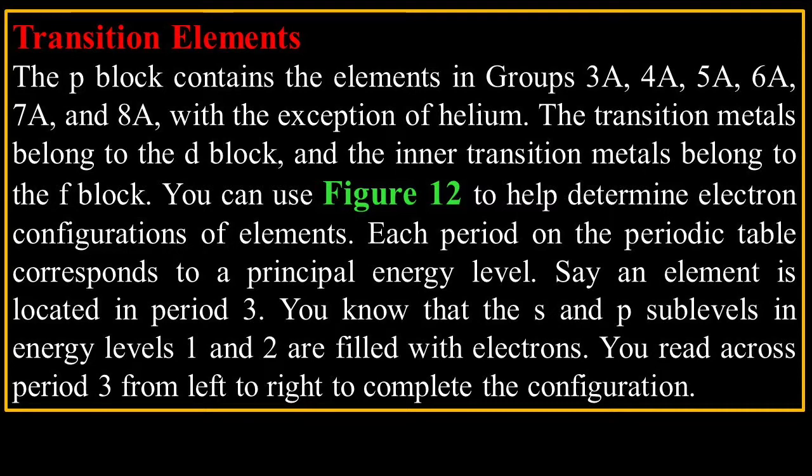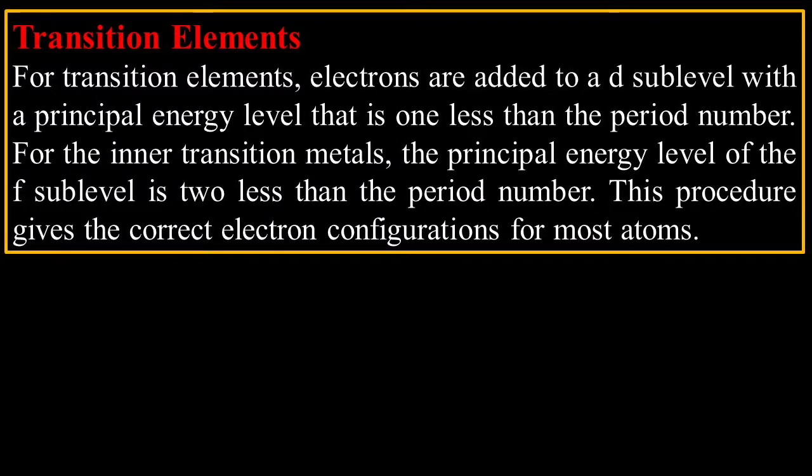Each period on the periodic table corresponds to a principal energy level. Say an element is located in period 3. You know that the S and P sublevels in energy levels 1 and 2 are filled with electrons. You read across period 3 from left to right to complete the configuration, as we did in Chapter 5.